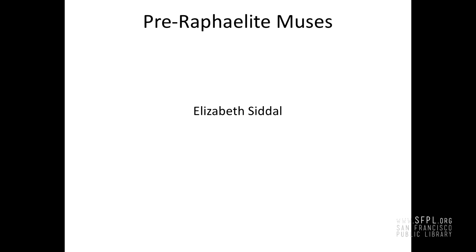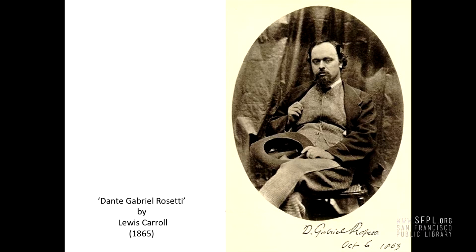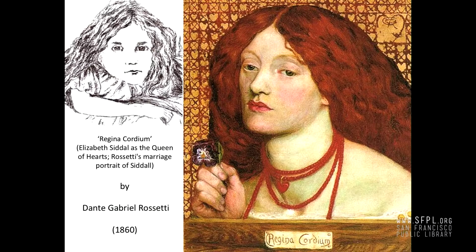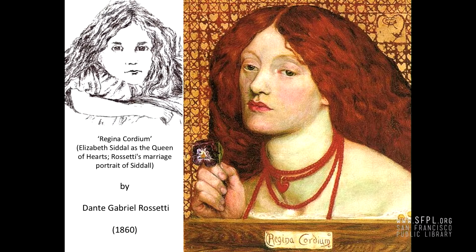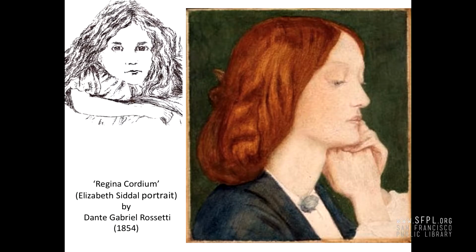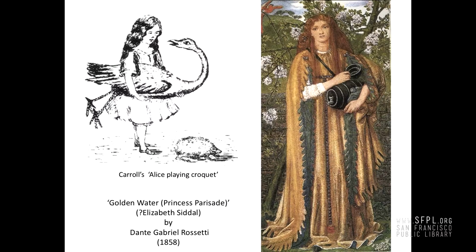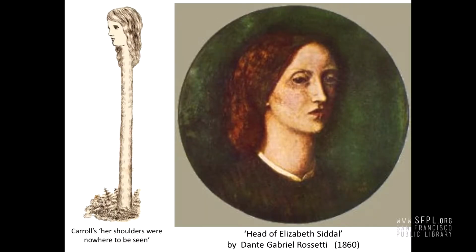Another of the famous muses was Elizabeth Siddal, who also married Dante Gabriel Rossetti. This is Lewis Carroll's photograph of him again. This is how she looked. It seems to me this could be as much a relationship. These are some other versions. Here's the water carrier, or the golden water. She's carrying, I'm just picking off possible parallels. This rather long-necked painting of Elizabeth Siddal, rather reminiscent, I think.